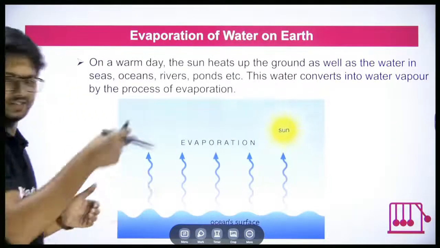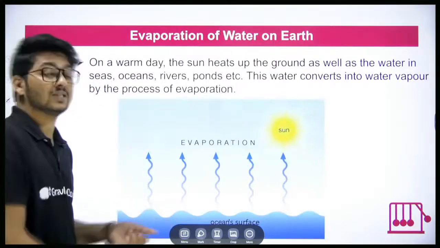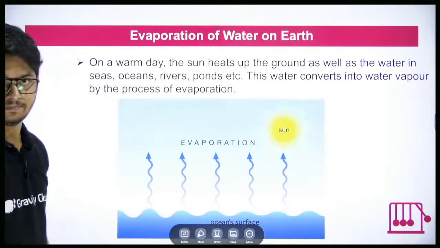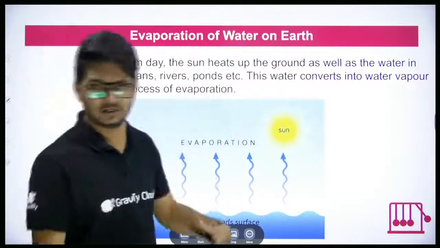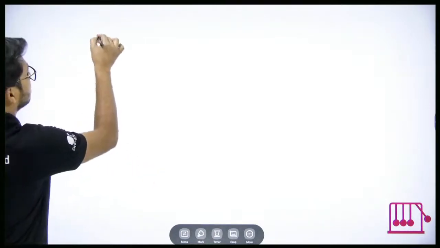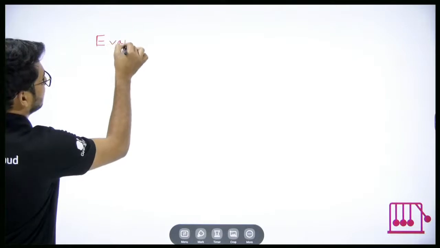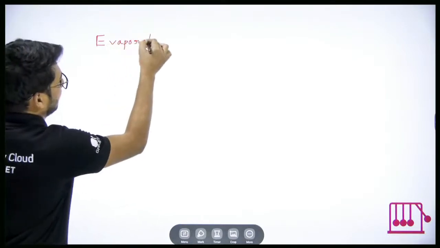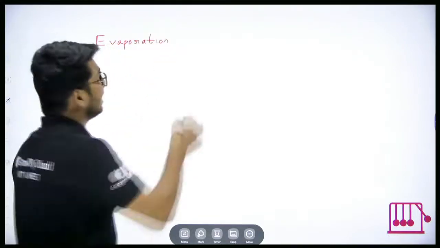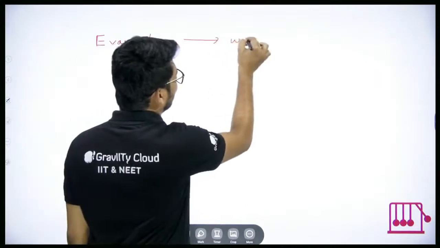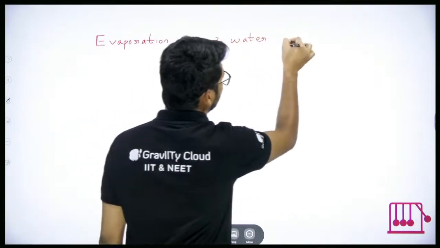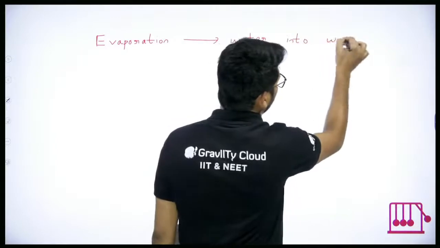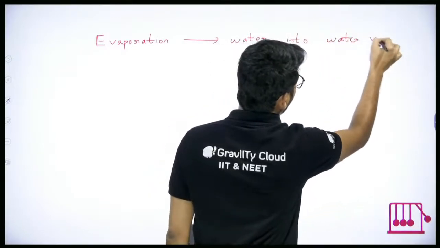So there is a process, as I told, and that process starts from evaporation. In the last class we already learned about evaporation and condensation. These two are very important for us. So let's start with evaporation. What happens in evaporation, everyone? In evaporation, water converts into water vapor. I can say water into water vapor.